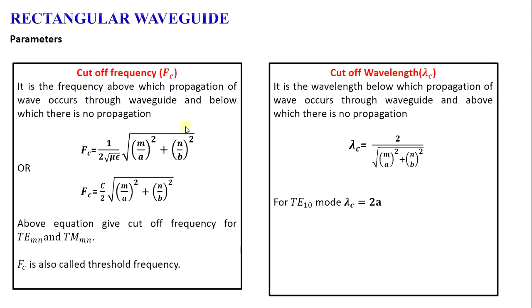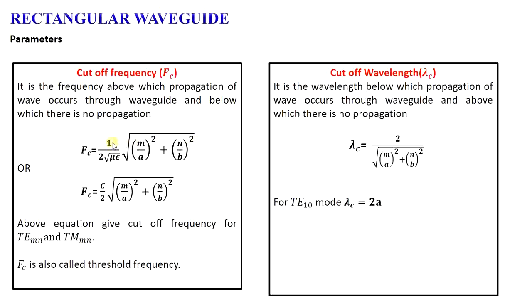Now starting with the last part of this video lecture, that is the parameters of waveguide. The first parameter is cutoff frequency. It is the frequency above which the propagation of the wave occurs through the waveguide and below which there is no propagation. We know it acts as a high-pass filter. It allows only the frequencies above a certain frequency to pass. So that frequency is the cutoff frequency, and it is given as fc equal to 1/2 under root of mu epsilon into under root of (m/a)² plus (n/b)².